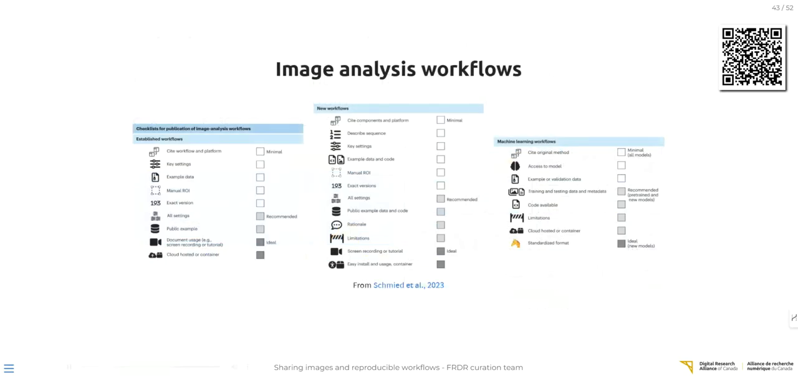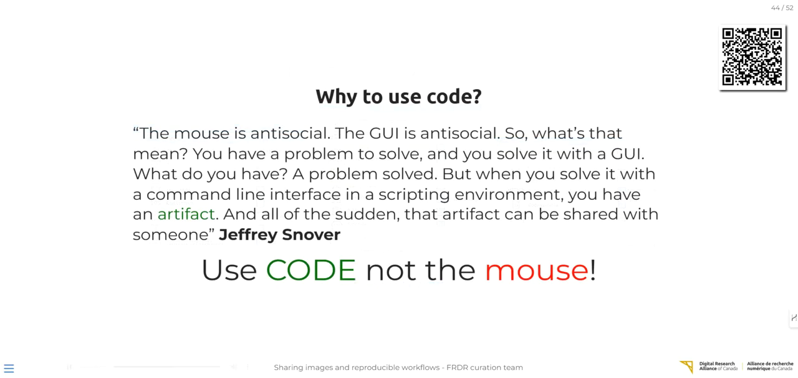When sharing image analysis workflows, it's essential to provide clear and reproducible documentation. This checklist from Schmid et al. 2023 presents minimum, recommended, and ideal standards across different workflow types. Key elements include naming the workflow or platform, providing example data, specifying software versions, sharing parameters and rationales, and clearly stating limitations. This quote by Jeffrey Snover highlights a fundamental idea in research reproducibility.